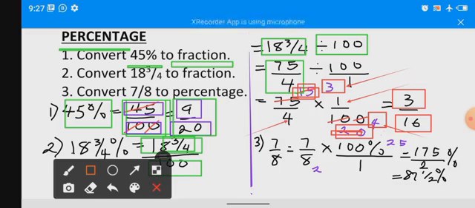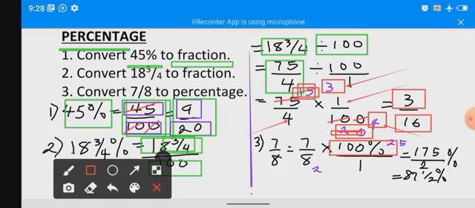Now the next one is converting a fraction to a percentage. If you want to convert a fraction to a percentage, you multiply by 100. If you want to convert a percentage to a fraction, you divide by 100. They are opposite processes. Now 7 over 8 is equal to 7 over 8 times 100%.